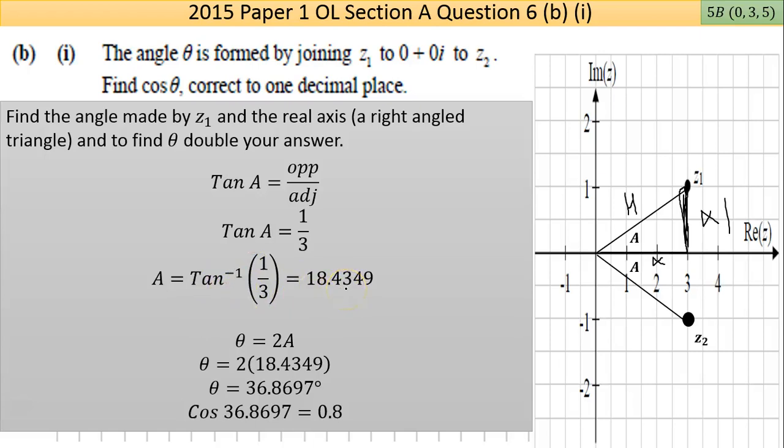18.43. Now theta is 2 times the angle. So that's going to be equal to 2 times 18.43, which is the same thing as 36.86. Now they want cos of that angle, so put the 36.86 in the calculator, and I end up getting 0.8. Okay, there's a little bit of extra step at the end there, and I've corrected that to one decimal place just in the answer.